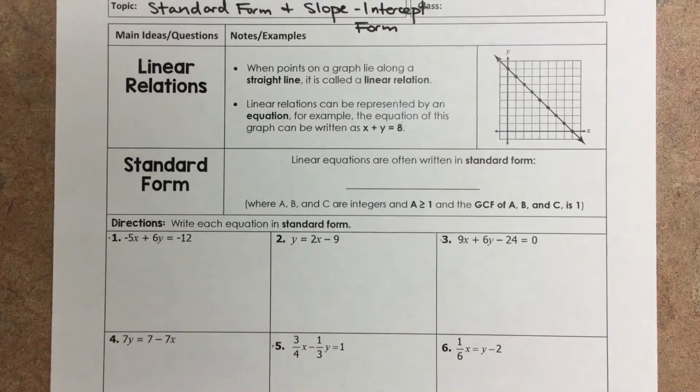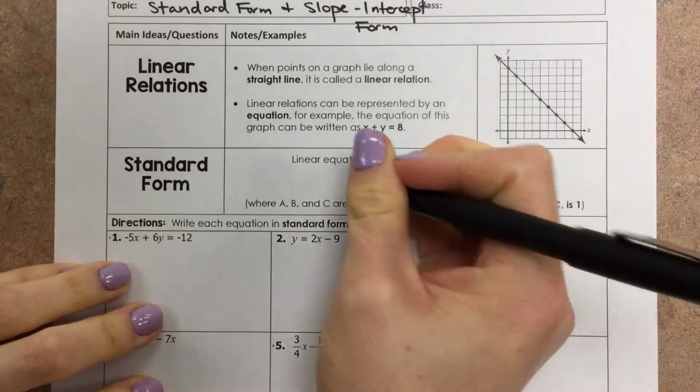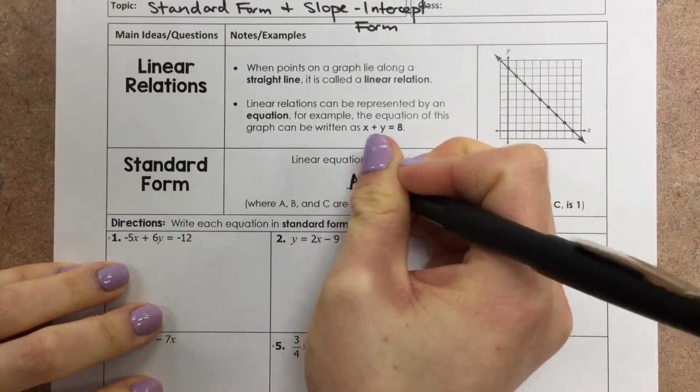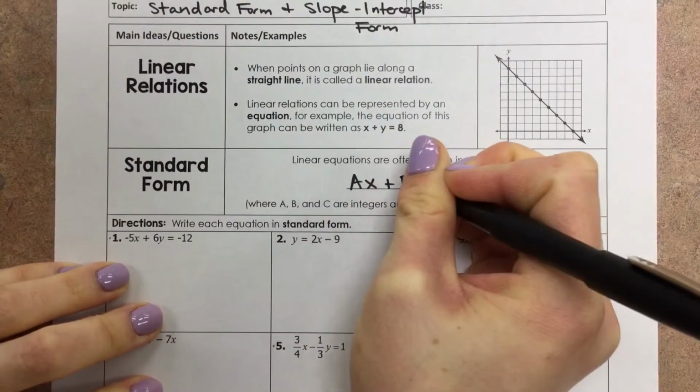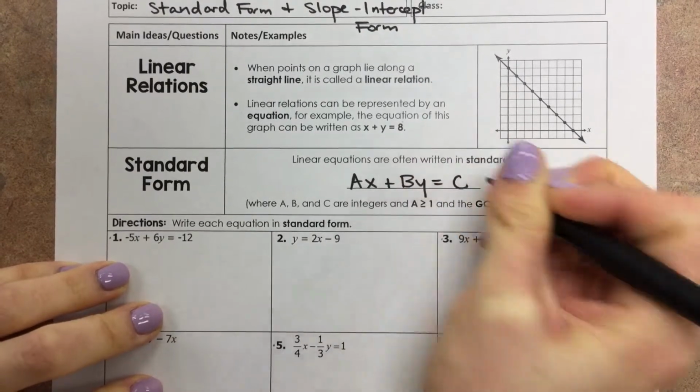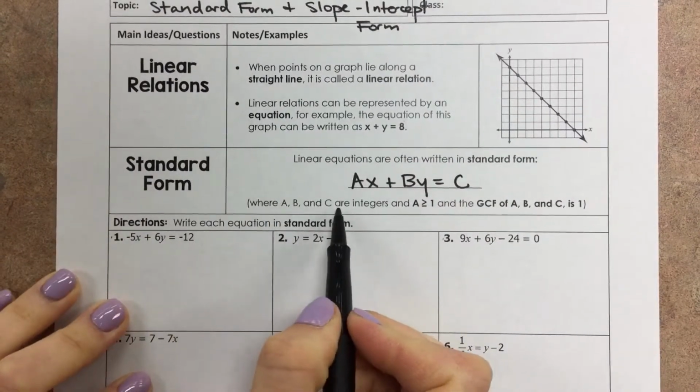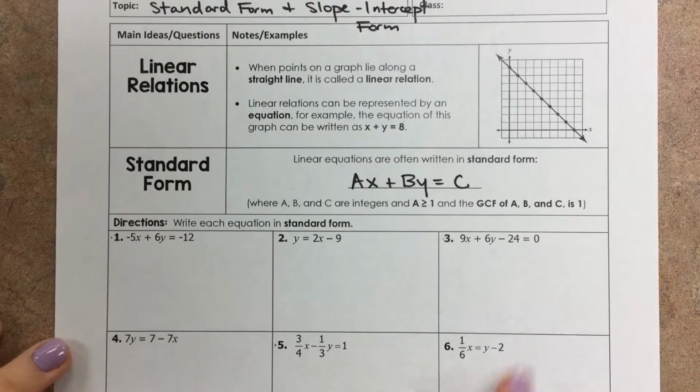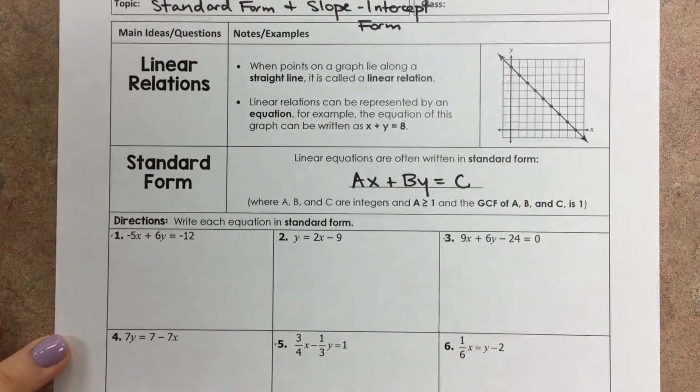The first form that we're going to be looking at is standard form. So linear relations, a lot of times you'll see them in standard form, which looks like this: a times x plus b times y is equal to c. And so you've got a, b, and c. So this is a list of rules that we have to follow, and this is how we're going to put them into standard form down below.